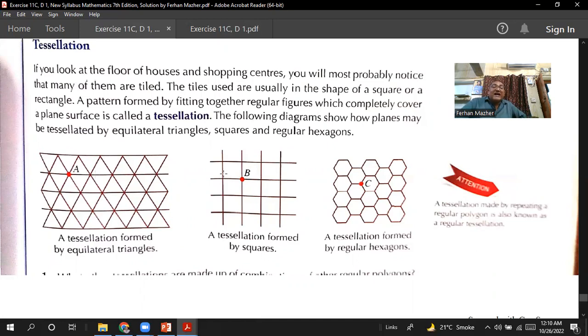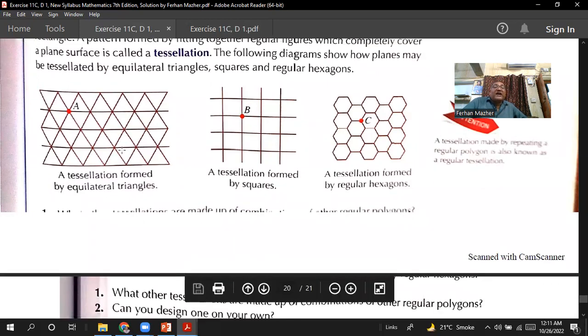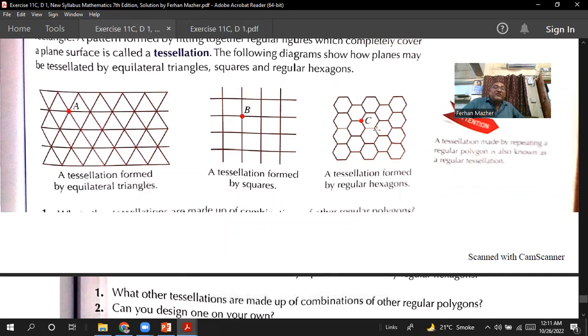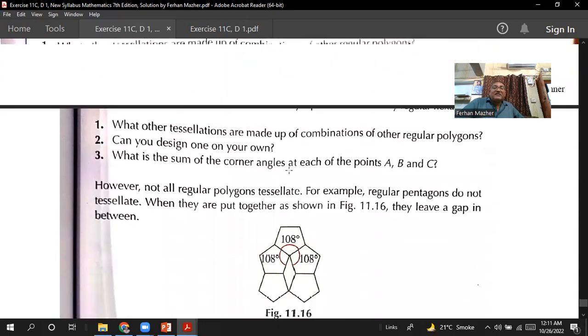So these are the two diagrams which they asked you to make, and this diagram was already given in the question. So this is a tessellation formed by equilateral triangles, this is a tessellation formed by squares, and this is a tessellation formed by regular hexagons. Okay.